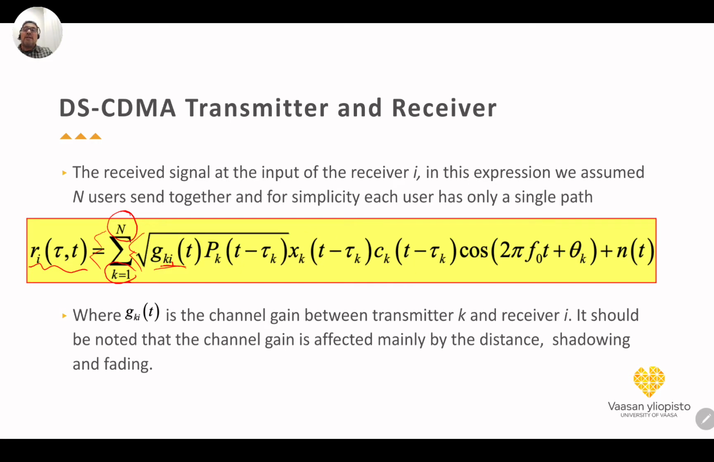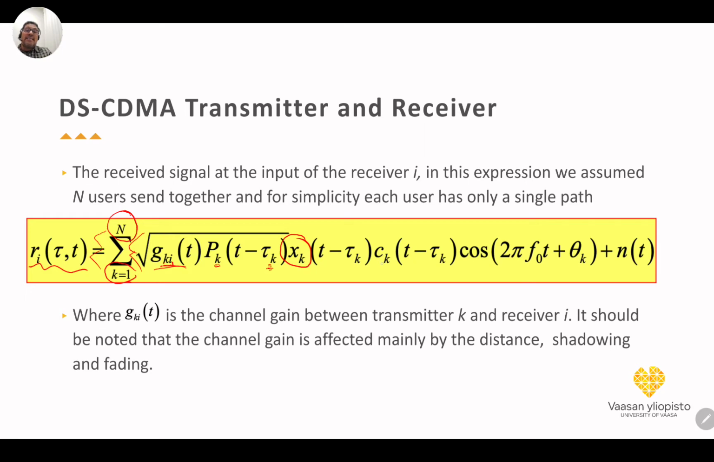Again, I remind you that I assumed a single path per user. Now we have the channel gain between receiver i and transmitter k, and the power transmitted from transmitter k. You can see that we have a different delay between each transmitter and the other transmitter. Every transmitter will arrive at user i with its own delay. This is tau k. Then xk is the transmitted data of user k.